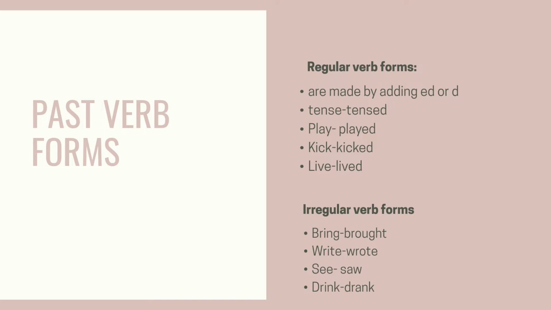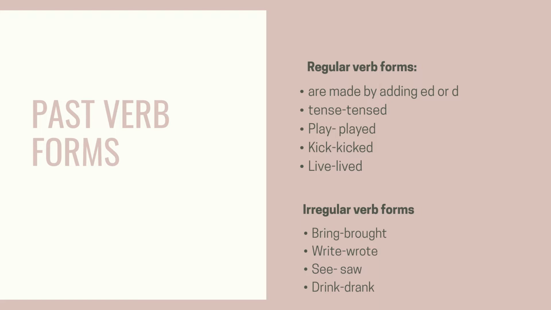For example, take the word tense. In tense we have e at the end, so simply add d to get the past tense. In play we do not have e, so add ed to change it into the past tense. But when it comes to irregular verbs, it's very difficult because there is no specific rule to change irregular verbs into the past forms. It's just by rote learning, observing and practice that you can understand the past forms of irregular verbs.